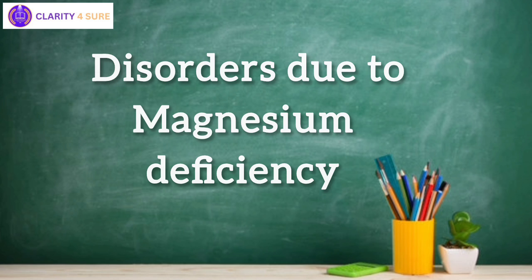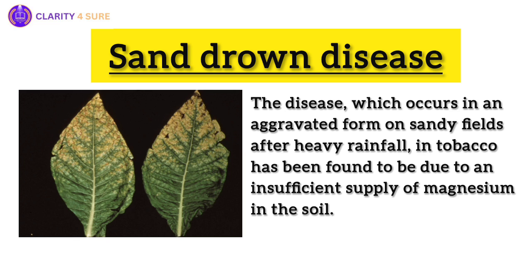Next, we are going to discuss the disorders caused due to magnesium deficiency. Sand drown, chlorosis or yellowing of tobacco plants, is caused by magnesium deficiency, particularly in sandy soils and after heavy rainfall. The symptoms include yellowing at leaf tips and margins, progressing towards the base and potentially complete blanching. In severe cases, lower leaves can turn almost white and chlorotic symptoms can spread to upper leaves. Necrotic spots or dead tissue are rare in magnesium deficient leaves.